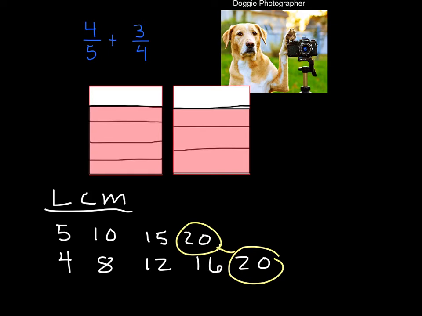So for the first box, I've got to cut that into 1, 2, 3, 4 parts. So 4 parts means I'm going to draw 3 lines. So I'm going to go 1, 2, and 3. And that gives me 1, 2, 3, 4 parts.